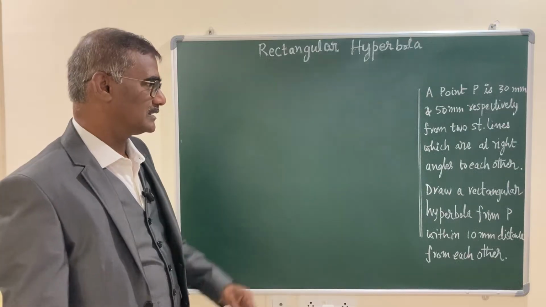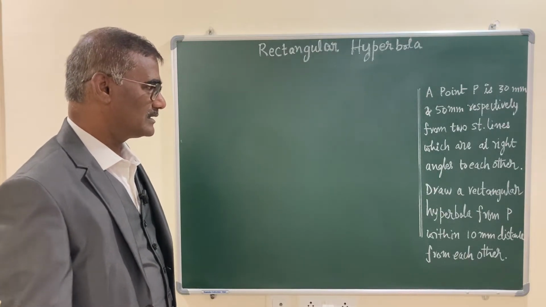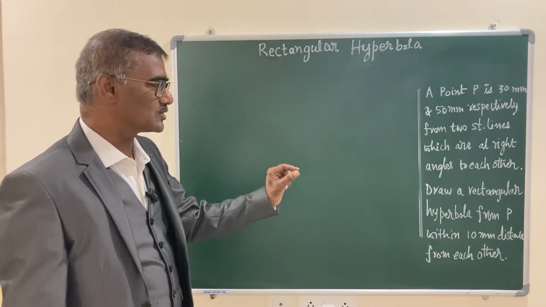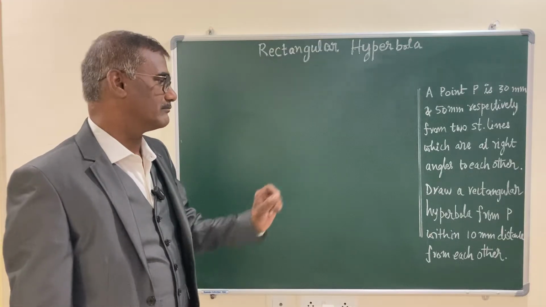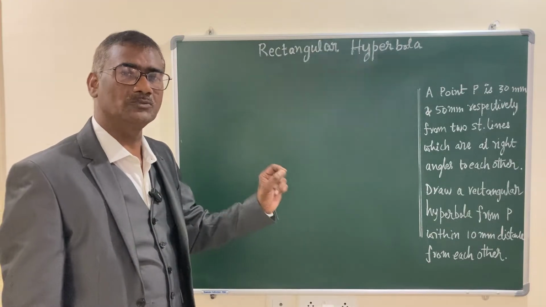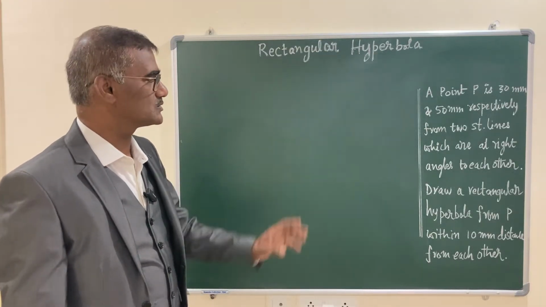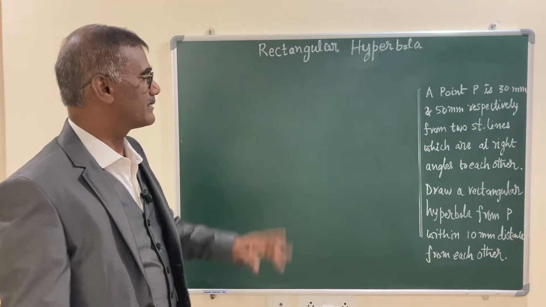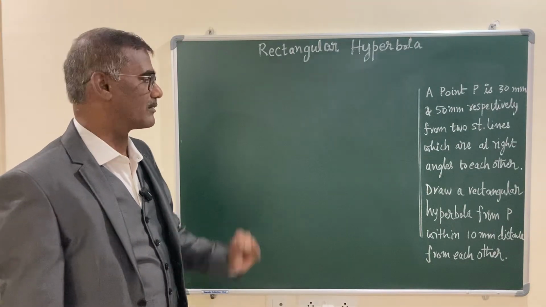And after that draw the rectangular hyperbola, and it is mentioned clearly you have to maintain 10 mm distance between each point. So let us proceed to construct the rectangular hyperbola as per the description of the problem.